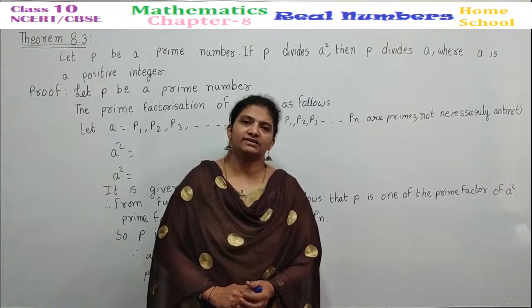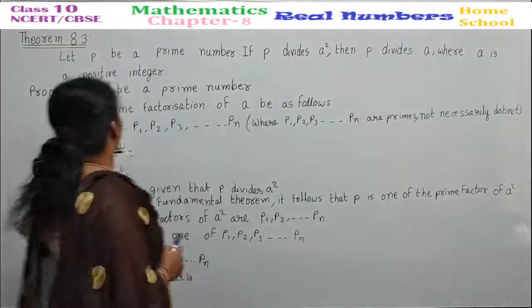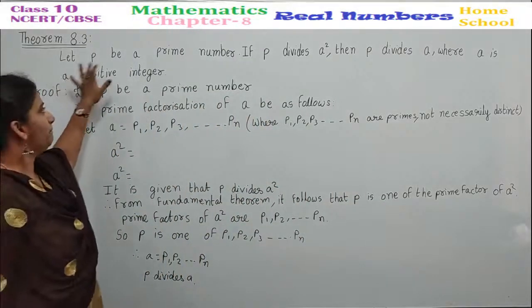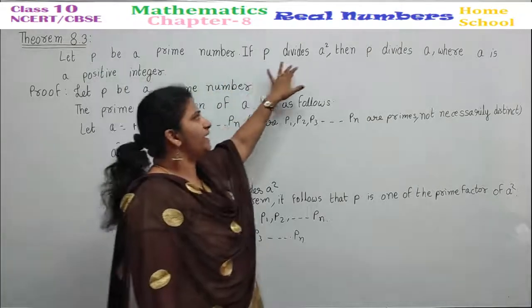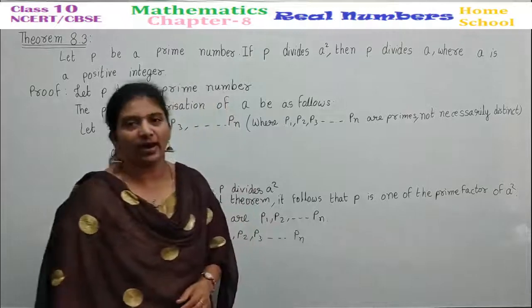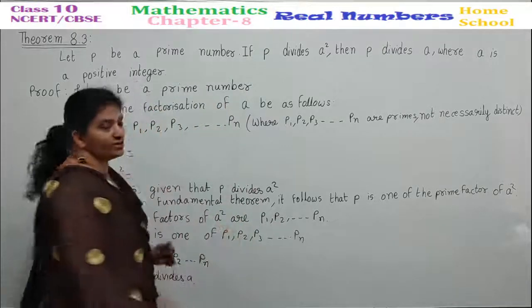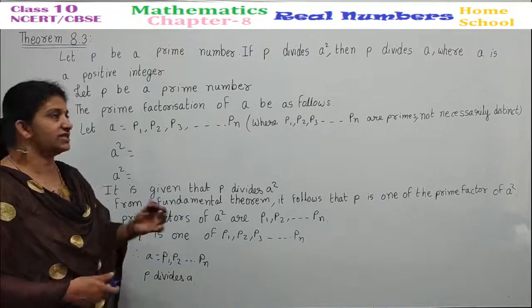Before starting this exercise, we are going to deal with a small theorem. Theorem 8.3. Let P be a prime number. If P divides A square, then P divides A, where A is a positive integer. Have to remember this statement easily, children.